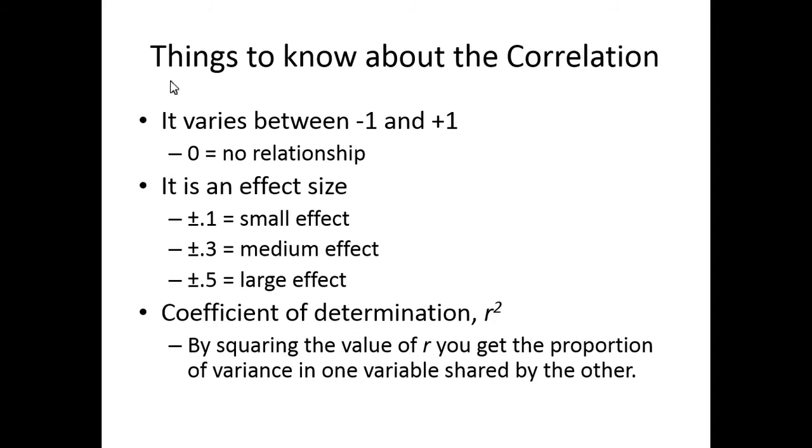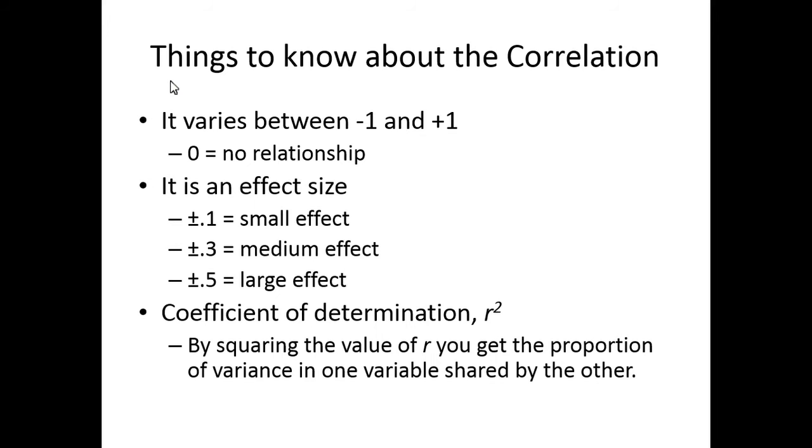So it varies between -1 and +1, where 0 is bad. Think about z-scores for a second. Z-scores, the mean is 0. And so if there's no correlation, you're going to get a 0, because the positives and the negatives will all multiply out to 0. +1 means a perfect positive relationship. -1 means perfect negative.